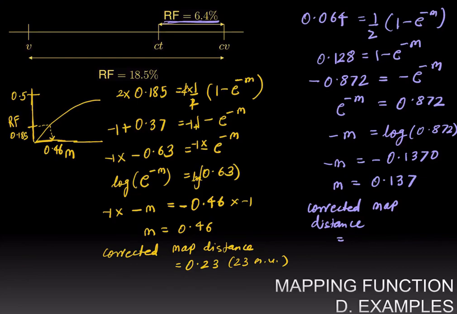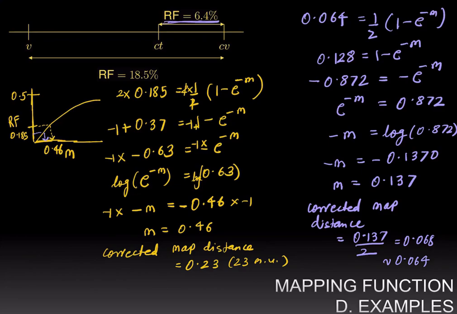is half of that, or 0.137 divided by 2, which is equal to 0.068, which is actually very close to the original map distance. And this shows that when the recombinant frequency is low, then the map function is approximately linear. It resembles a straight line, and therefore the uncorrected map distance is fairly accurate by itself.